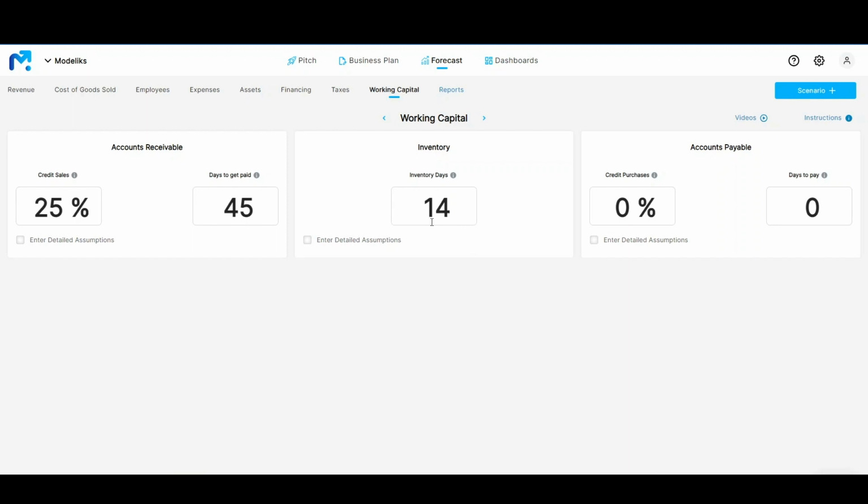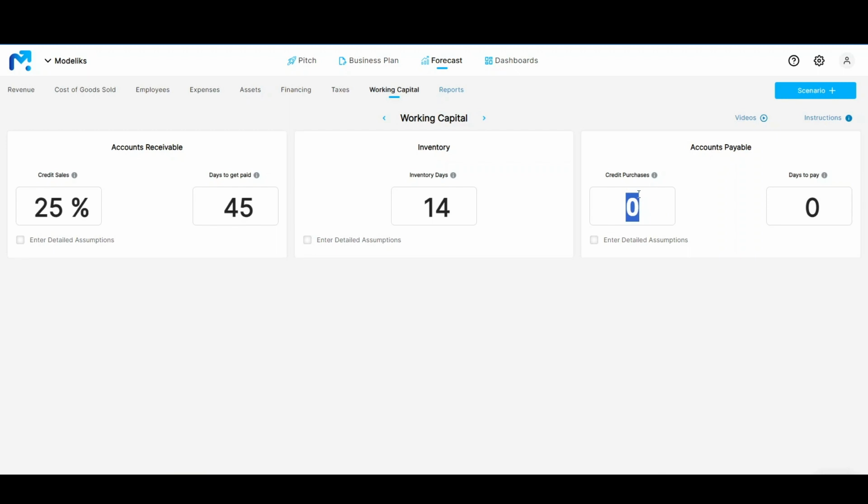Lastly, let's get to accounts payable. This relates to goods and services that you bought from your suppliers, but you have not yet paid them. To maximize your cash balance, you want to try to pay your suppliers as late as possible within your contractual agreement. Similarly as before, state how much of your supplier spend happens at credit.